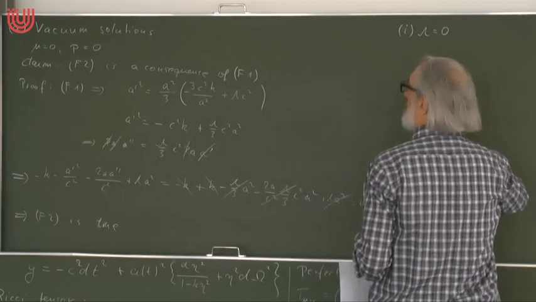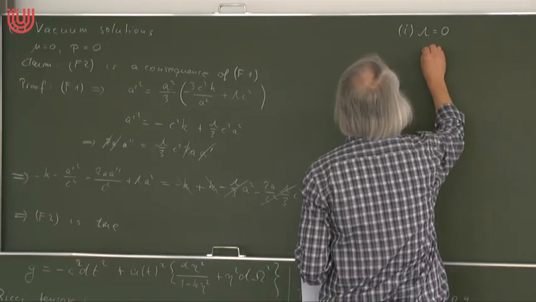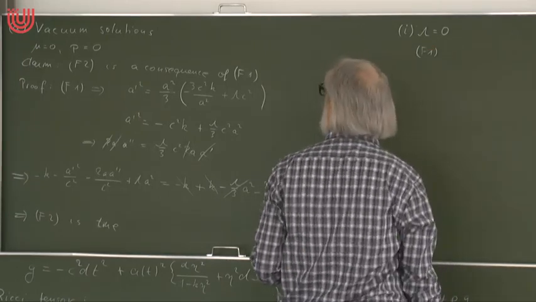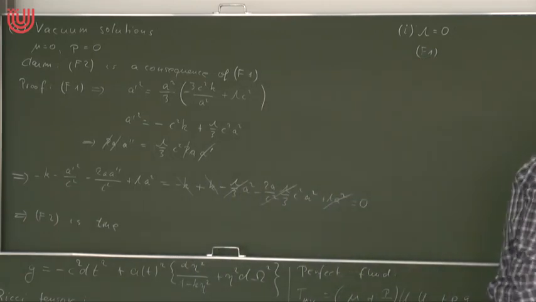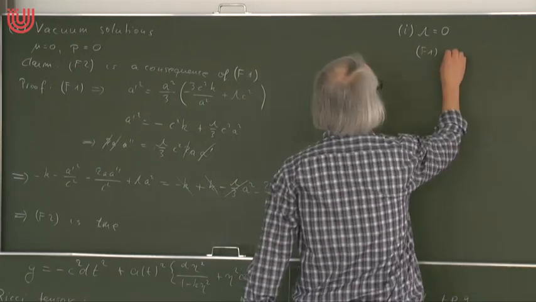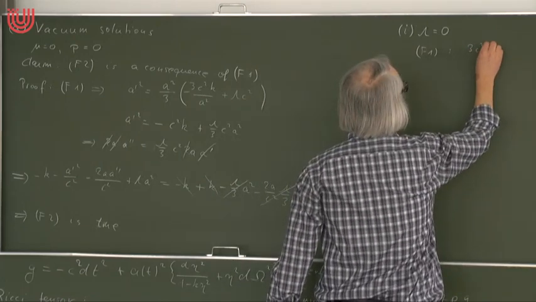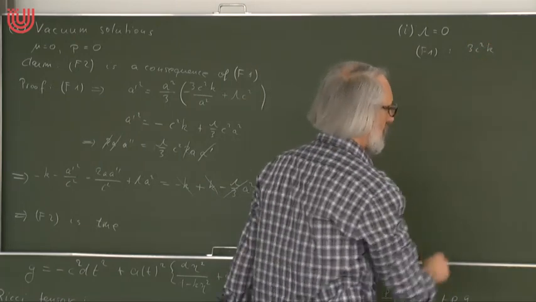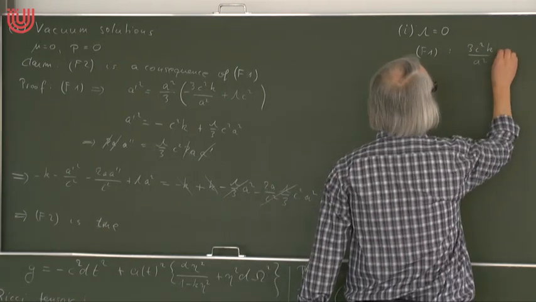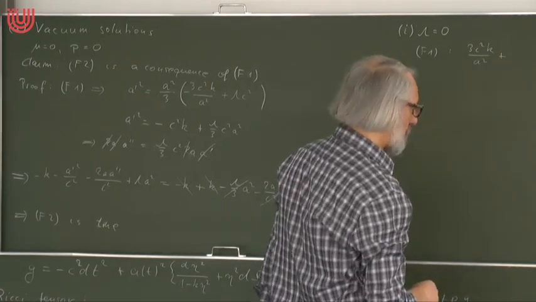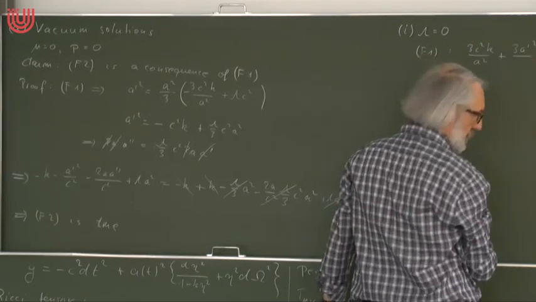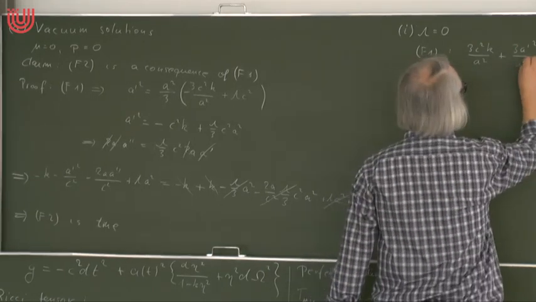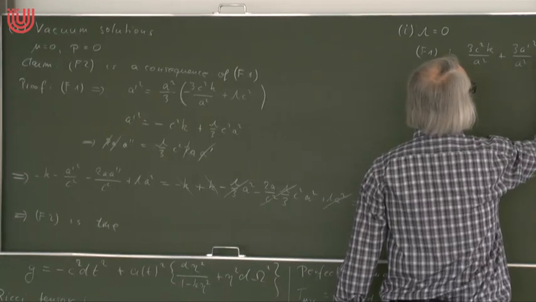So for lambda equals 0, we have the equation F1, how does it look like? On the right-hand side, we have the 0. The lambda is also 0. So we just have 3c squared k over a squared plus 3 a prime squared over a squared. And the lambda is 0, and the right-hand side is 0.